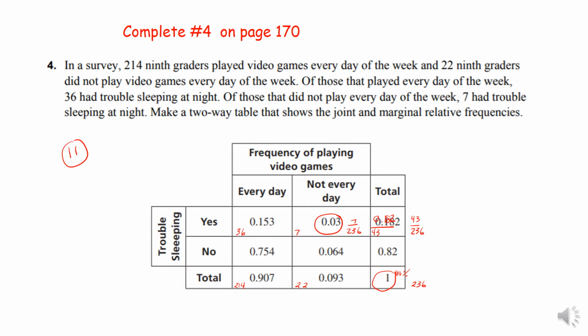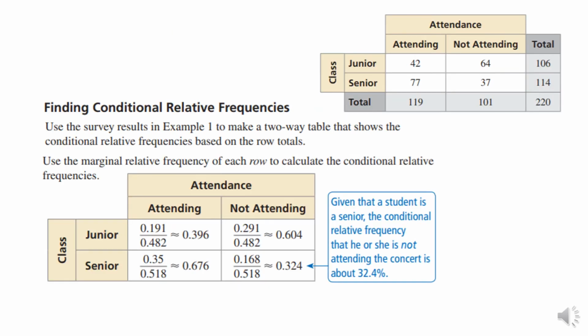Okay, so this is how they showed you how to find conditional relative frequencies in the book. And I've done it a little bit differently in the past, so I'm going to go over both ways. So what they did was they calculated all of these joint relative frequencies. So they did 42 over 220, and that equaled 0.19. And then they calculated 106 over 220. This is a marginal relative frequency, and that was 0.482.